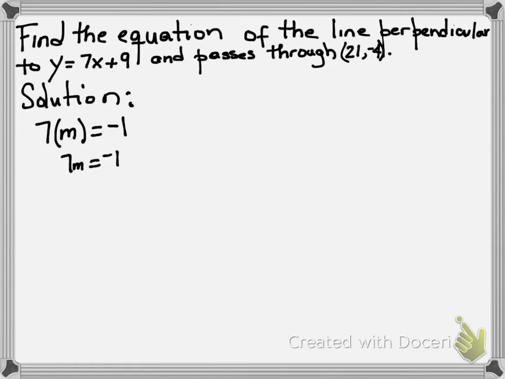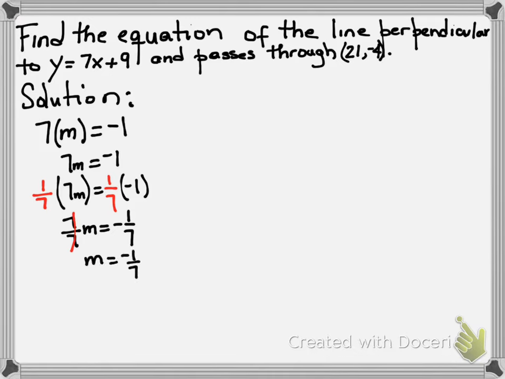So we got 7m equals -1. We need to isolate m. We multiply by the reciprocal of 7, which is the multiplicative inverse, 1/7, on both sides of the equation. And ladies and gentlemen, we have m equals -1/7. That is the slope we're going to use for the second equation, because that slope is what's going to make that equation perpendicular to the first equation.